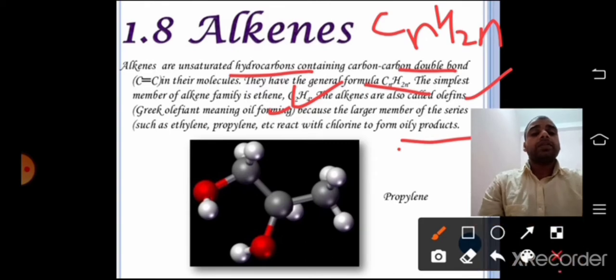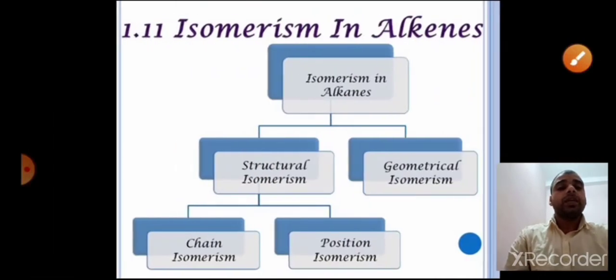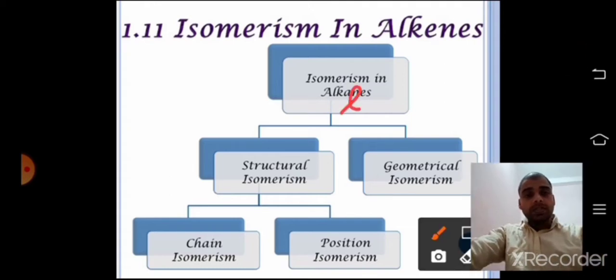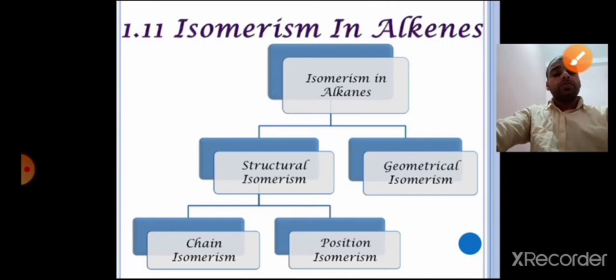Now, the next thing you can find here: we will also discuss isomerism in alkenes, and there are different types of isomerism. Structural isomerism and geometrical isomerism are the two types which alkenes can show. Structural isomerism includes chain isomerism and position isomerism, and then geometrical isomerism, in which we will study cis isomers and trans isomers.